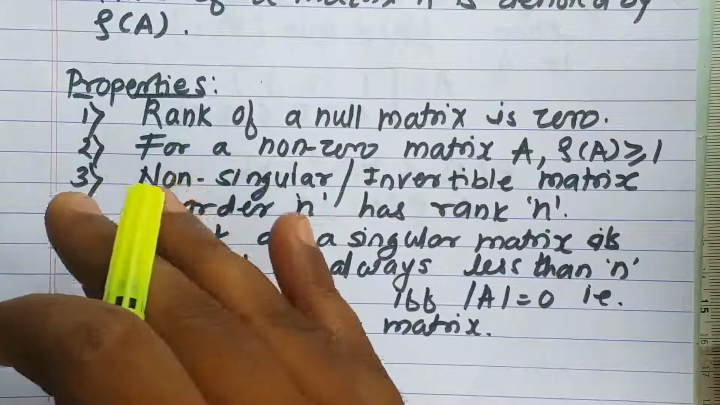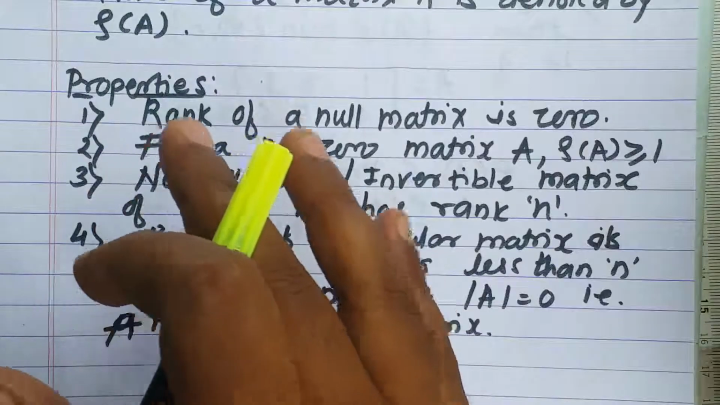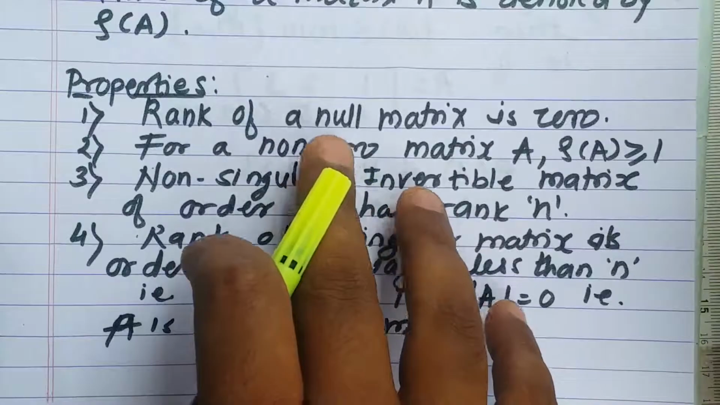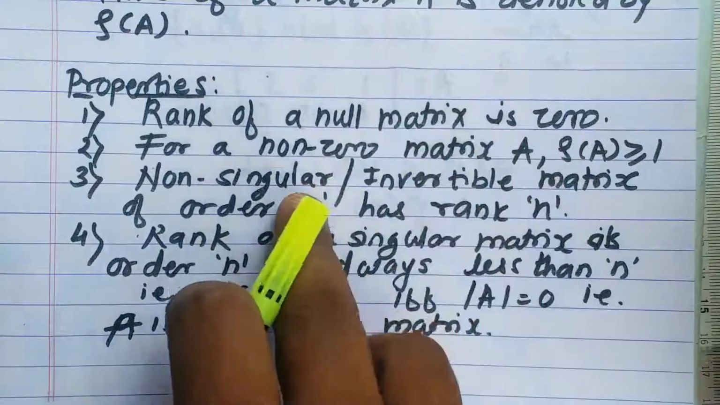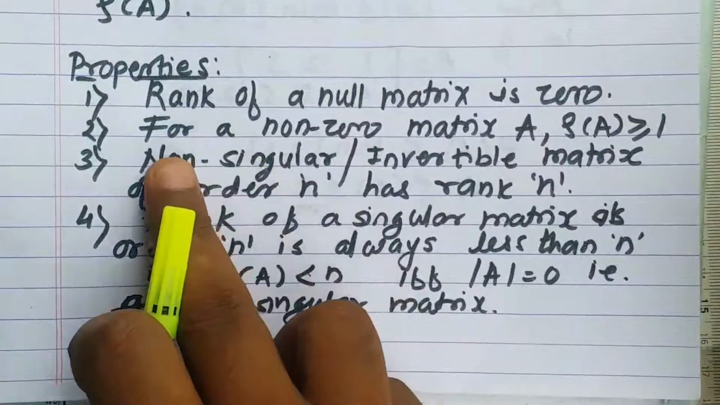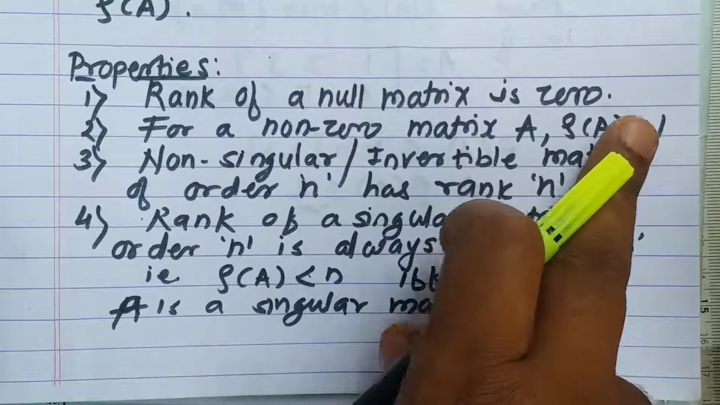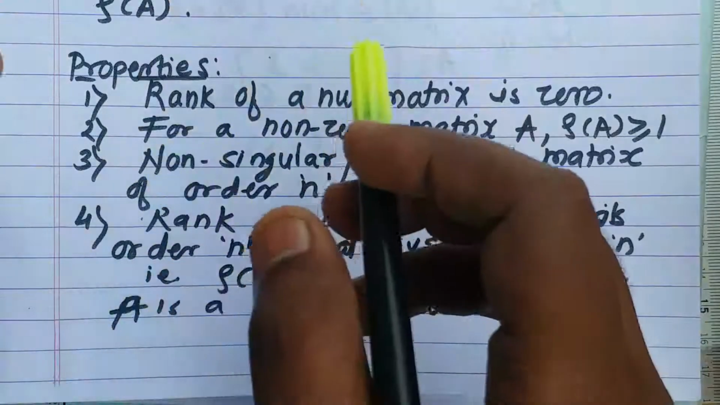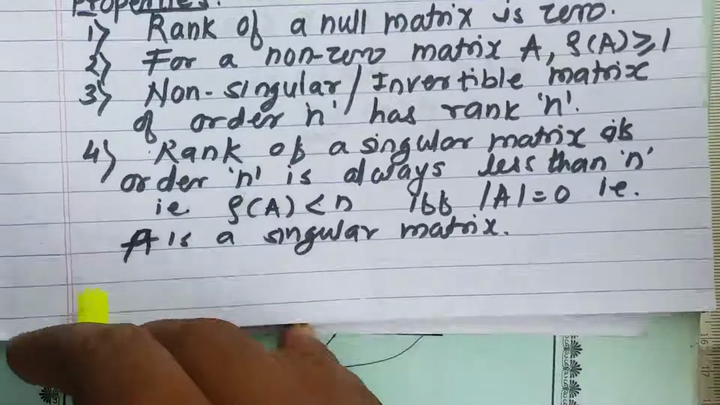For all other non-zero matrices, if at least a single entry of the matrix is non-zero, that matrix we call a non-zero matrix. For all such non-null matrices, their rank is at least 1, which is our next property. For a non-zero matrix A, rank is always greater than or equal to 1. So the minimum possibility of rank is 1 for a non-zero matrix. And what do you mean by a non-zero matrix? If at least one entry of that matrix is non-zero, then that matrix will be a non-zero matrix.